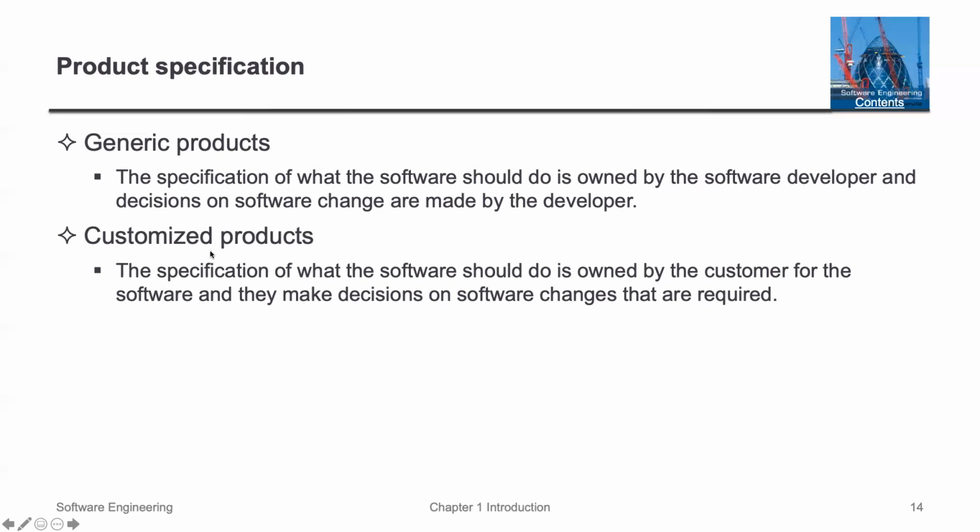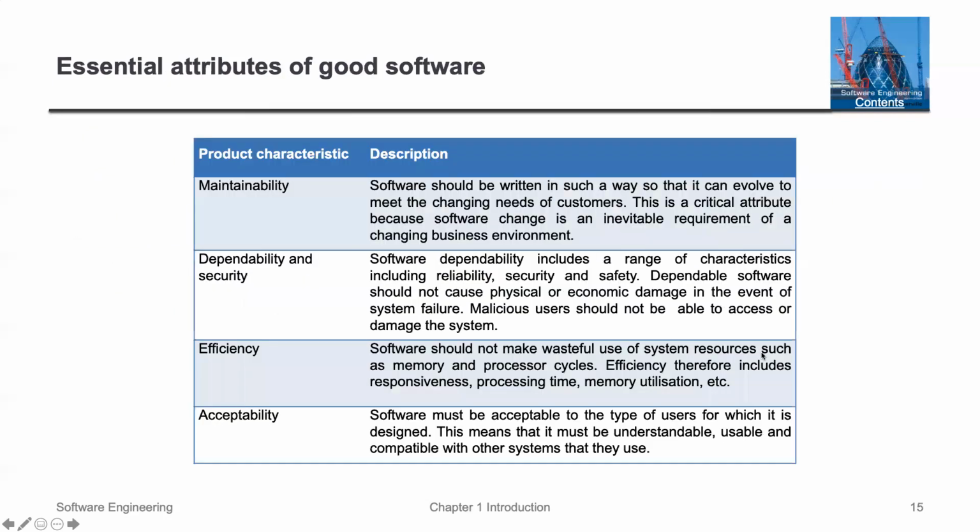In comparison, for a customized product, the specification of what the software should do is owned by the customer, and they make the decisions on software changes that are required. So let's just go over some more perspectives and some observations here. What are the essential attributes of good software? It needs to be maintainable. It needs to have dependability and security, efficiency, and acceptability.